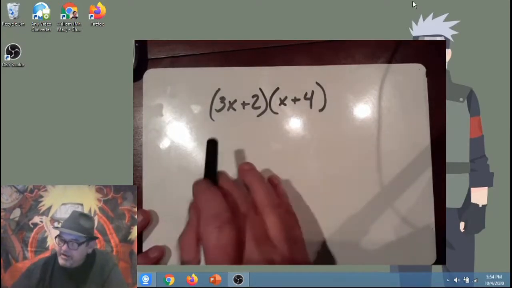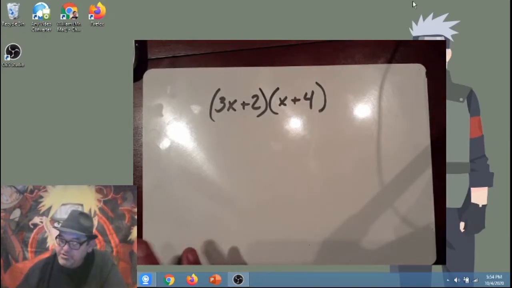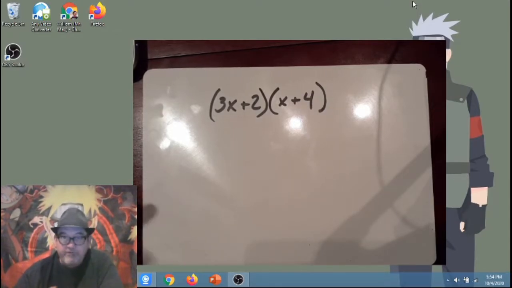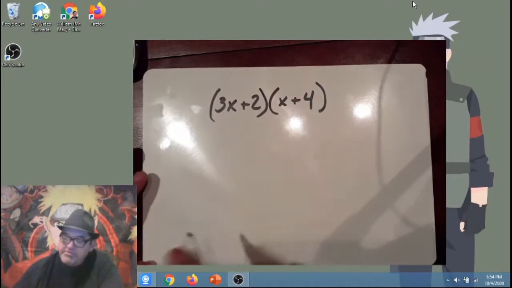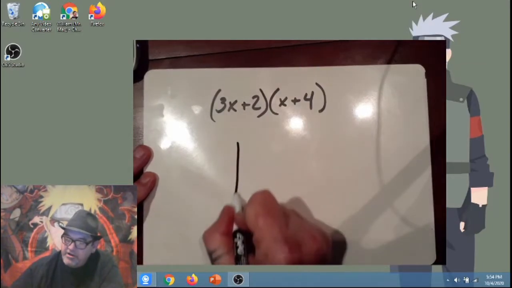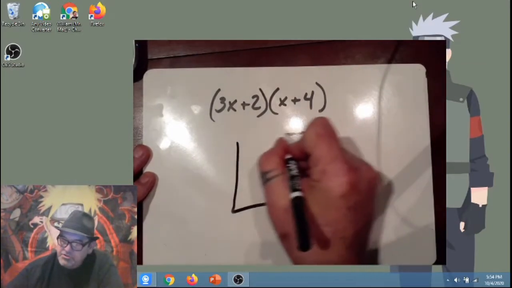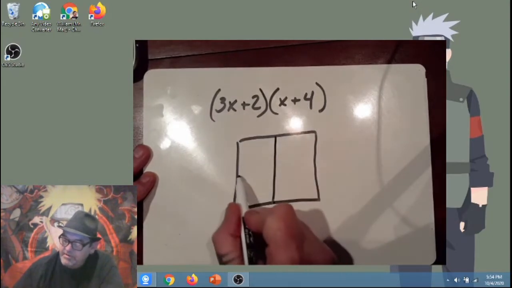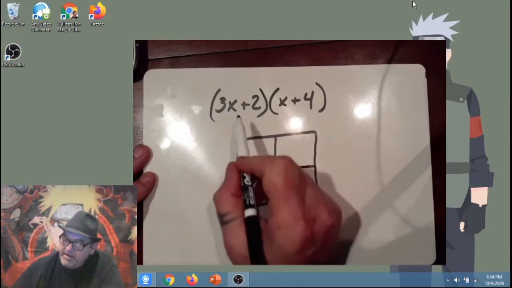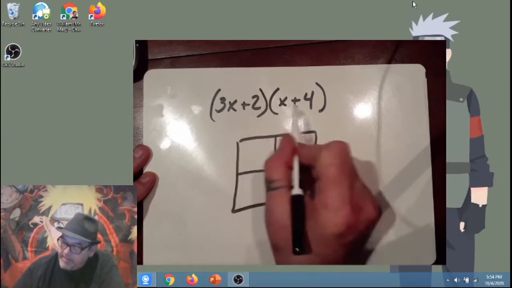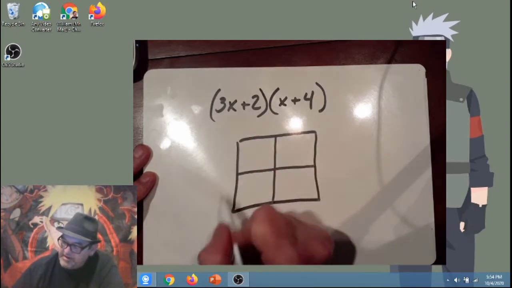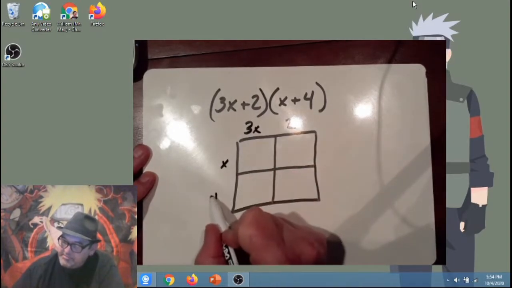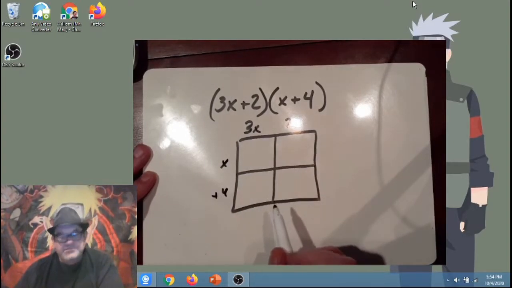So guys, I've got two binomials here. If you remember from the review on multiplying binomials, how we would solve something like this is we would make a grid, a 2 by 2 grid, because it's 2 by 2. And then we would put in our binomial terms up here and down here, like 3x and 2, and then x and plus 4, and then we would fill in the boxes.